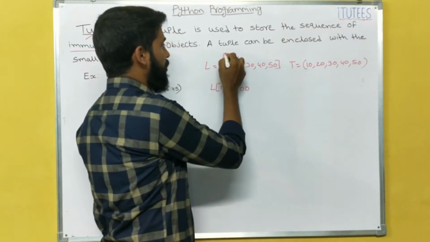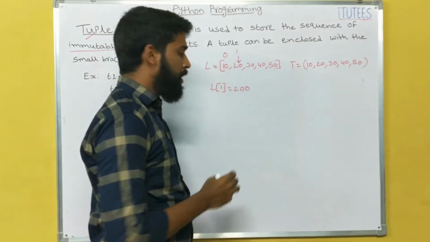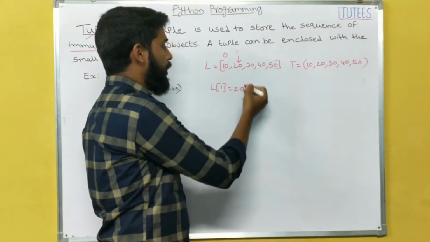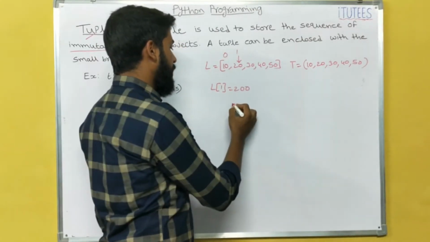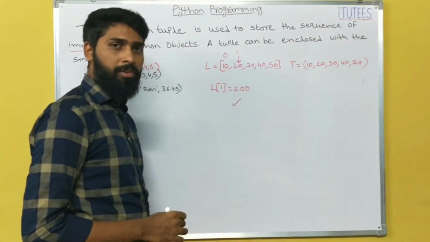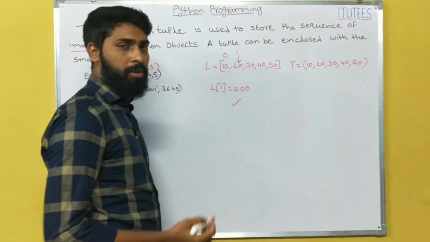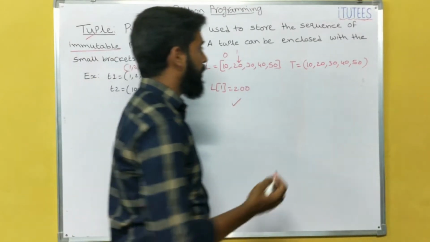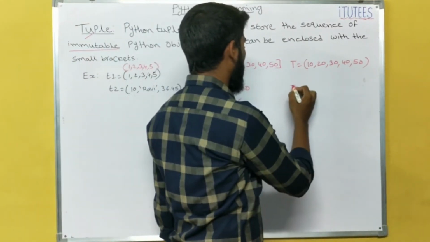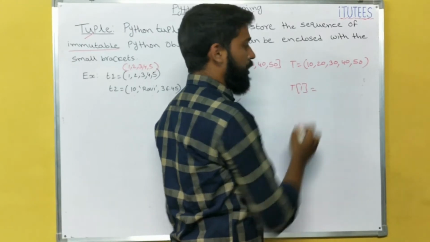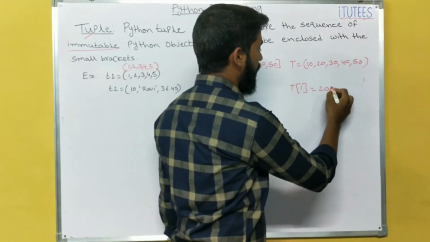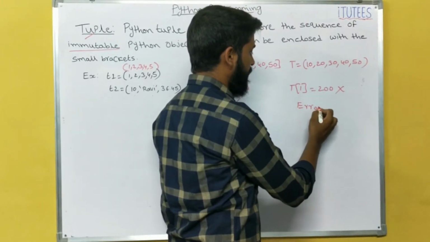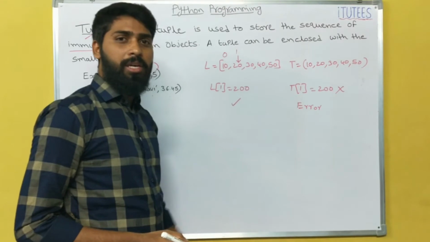This is the 0th index, this is the 1st index. Now I want to alter L of 1 from 20 to 200. Yes, it is allowed in a list. Why? Because list is mutable, so we can alter the data in the list. But coming to tuple, if you do the same operation, t of 1 equals 200, then it returns an error. Why? Because tuple is immutable.